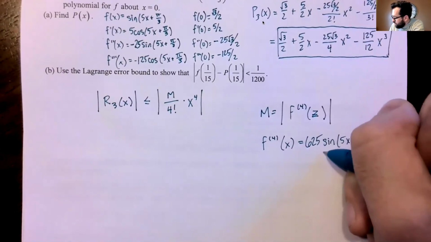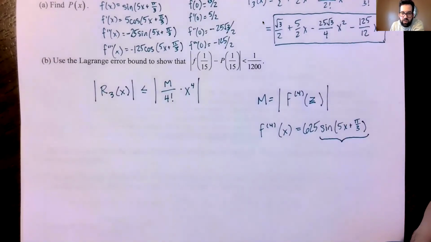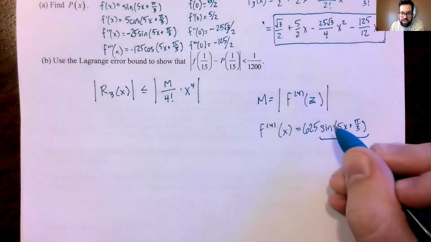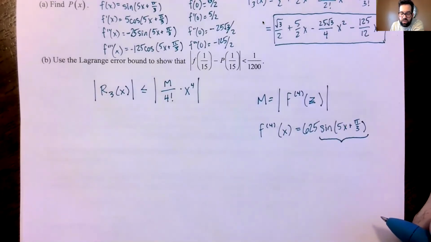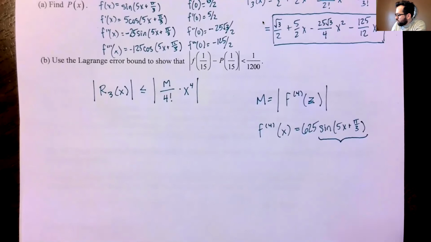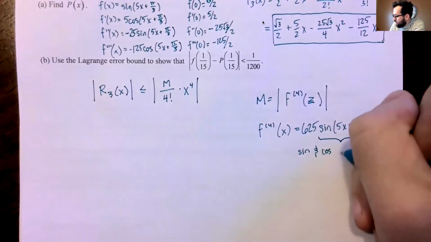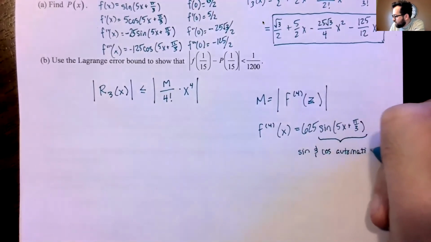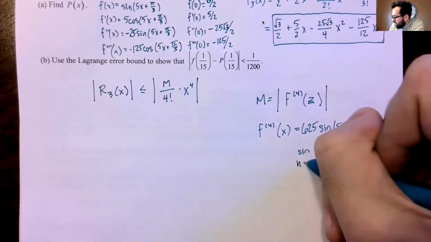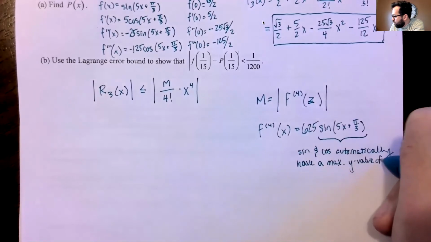And my question to you is, what is the maximum y value when we have a sine function? Think about what a sine curve looks like. It bounces up and down, right? It's a wave function. And the y values bounce up and down between -1 and +1. So we could say that sine and cosine, and this is very important, you definitely want to write this down, sine and cosine automatically have a maximum y value of 1.